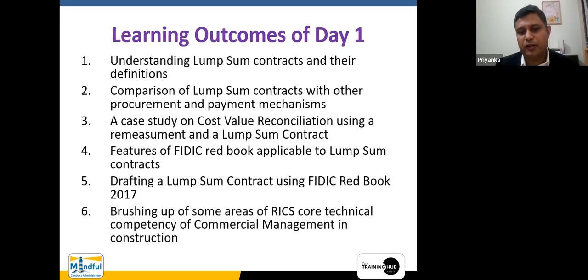And then brushing up some areas of the Royal Institution of Chartered Surveyors core technical competency called commercial management in construction, right? Commercial management in construction has been in existence for a longer period of time for a practicing quantity surveyor, right? Especially this is very important for the contractors, but it is of importance for the consultants as well as developers as we go on within construction practice, right?